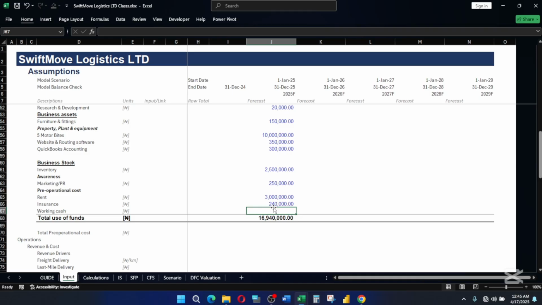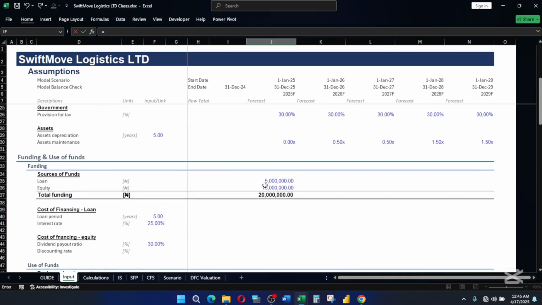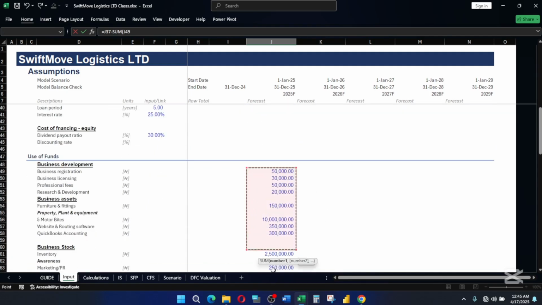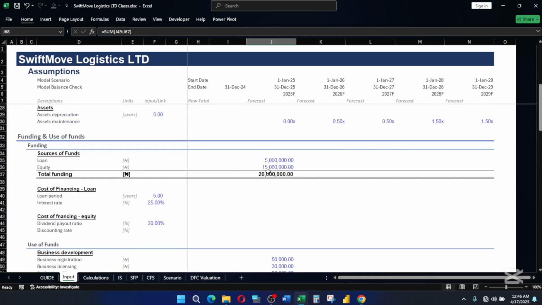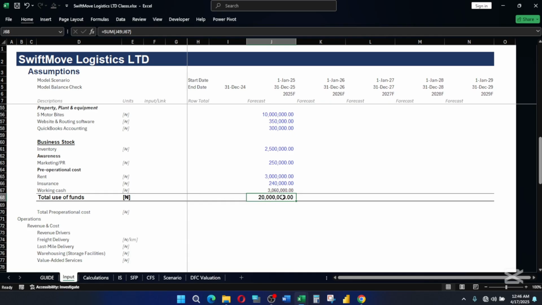Now, for us to get that, we can say equal to. When we say equal to, we come here, this, then we say minus, then summation of everything we have here to the insurance, and you close it, then you enter. You can see once you do that, we have this amount of cash, and everything checks out to the total use of fund that we have, right? Total use of fund, that's the total funding we have here.